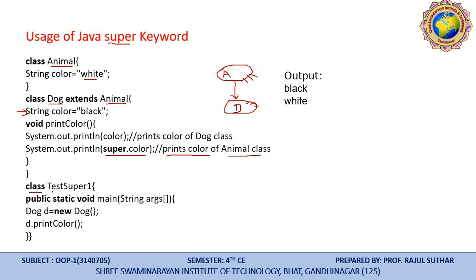Then class TestSuper1. Save the program as TestSuper1.java. Then public static void main(String args[]), Dog d is equal to new Dog. We require the dot operator, so d.printColor() with brackets over here.